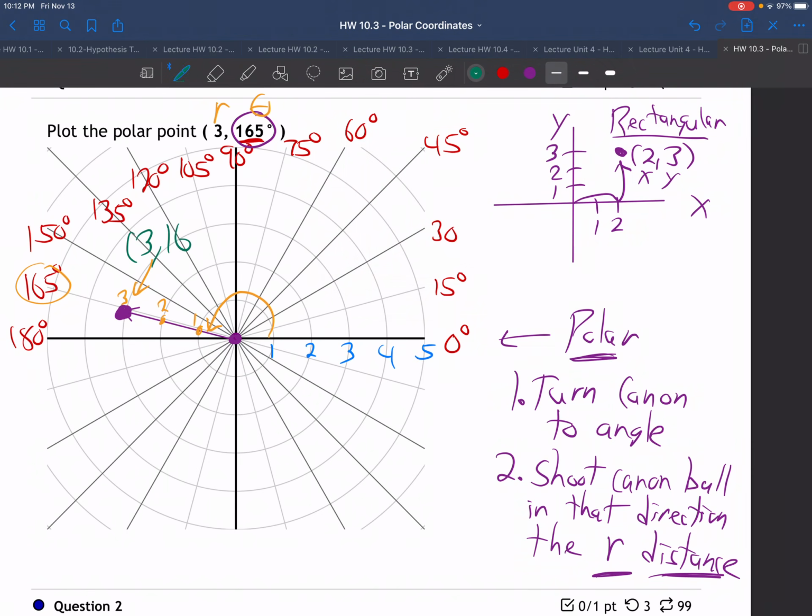So this dot right here is the dot 3, 165 degrees. Just like this dot here is the dot 2, 3 on the rectangular system, over 2, up 3. This dot right here is the dot 3, 165 in the polar system, meaning we turned our cannon to 165 degrees and we shot the ball out a distance of 3 in that direction, landing right there at that point. So that's how you do polar.